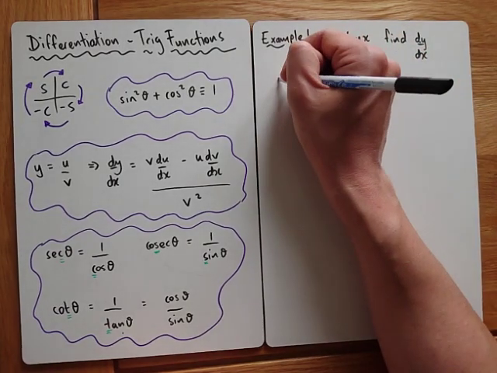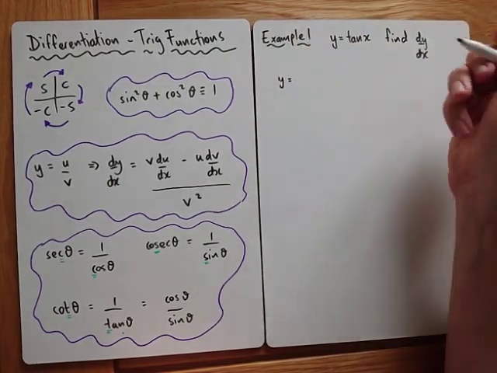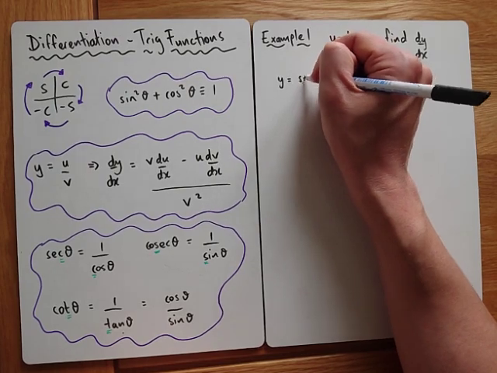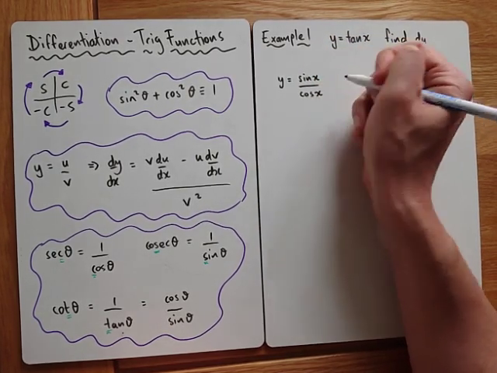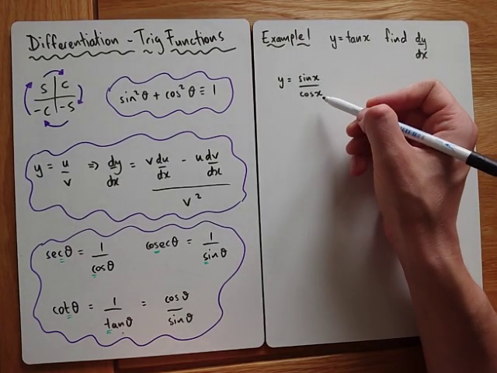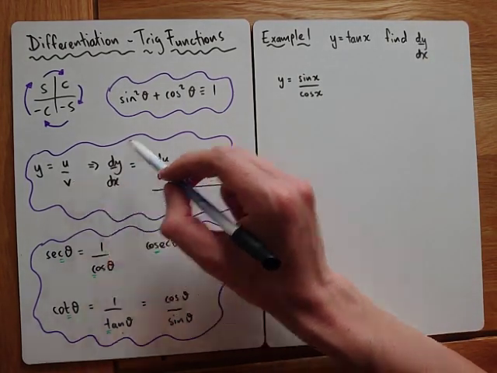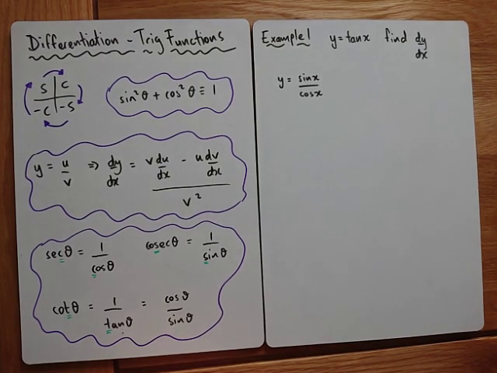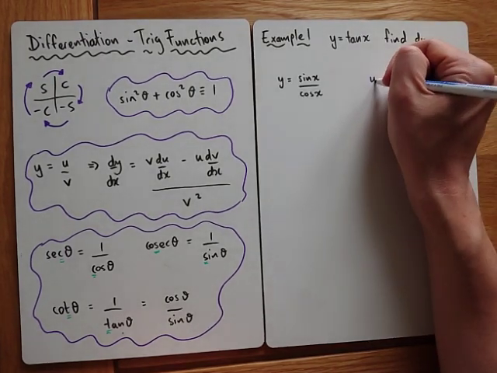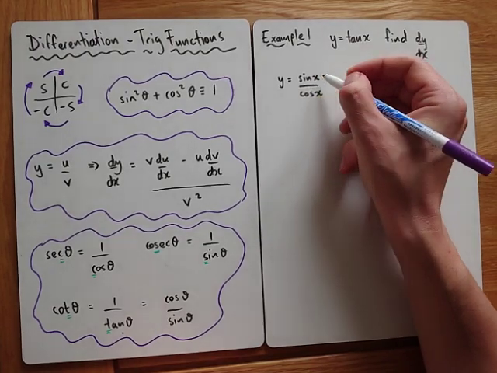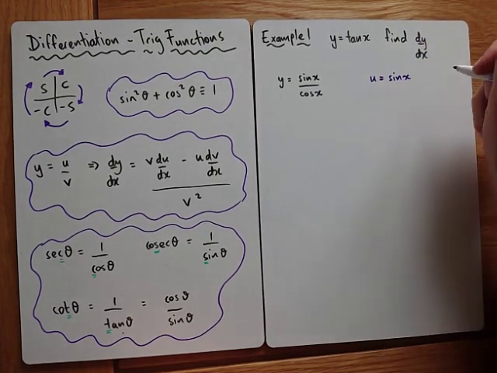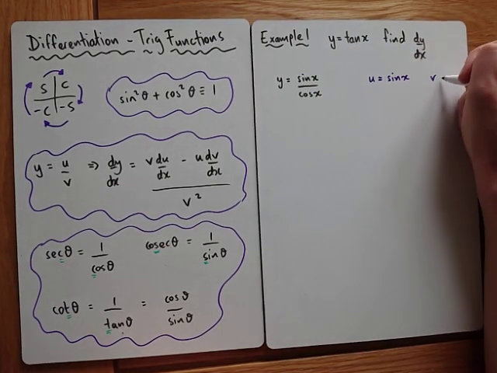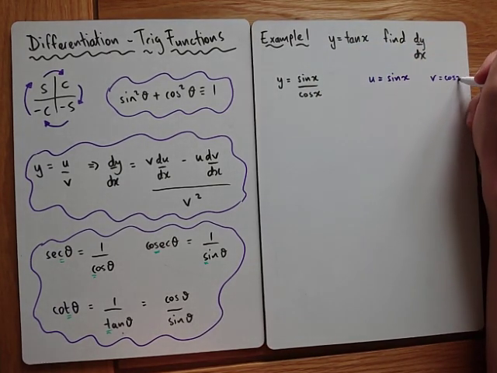So we've got y equals tan x. First thing I'm going to do is write it as sine x over cos x, because I know how to differentiate sine and I know how to differentiate cos. And what we've essentially got now is a fraction. So if I want to differentiate this, I can use the quotient rule. Remember the way the quotient rule works is whatever's on top, you call that u, so u equals sine x. And whatever's on the bottom, you call that v, so v equals cos x.